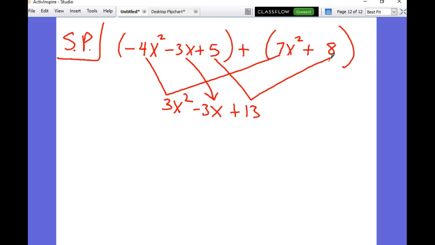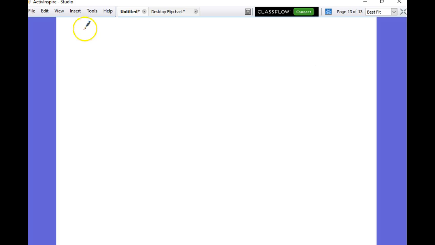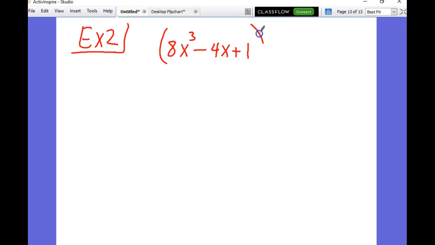All right, so let's move on. Let's take a look at another example. This one's going to be a subtraction example, which is a little bit different. So example 2. Let's say I had 8x cubed minus 4x plus 1, and I wanted to do minus 2x cubed plus 5.